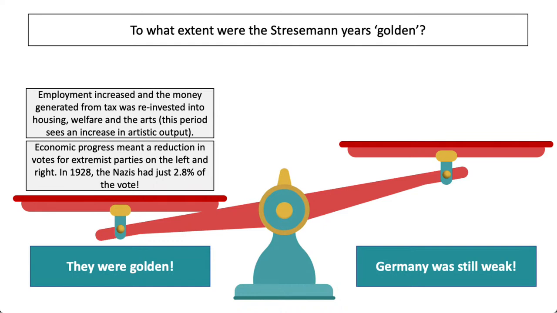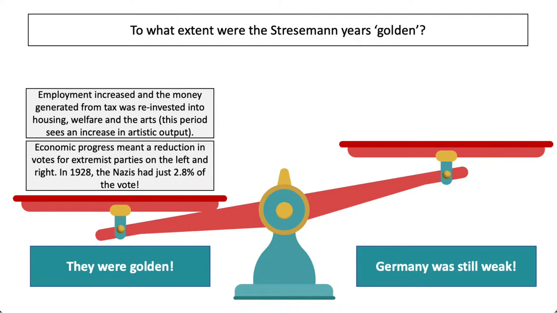and that's because of that economic stability. And then likewise, that year-on-year improvement in industrial output and wages translates into more jobs. And then that money generated from tax is reinvested. And I've used another link to a different topic that you may have already covered. That is then invested into housing, welfare, the arts. And so you see a bit of cultural renewal within the Weimar period.